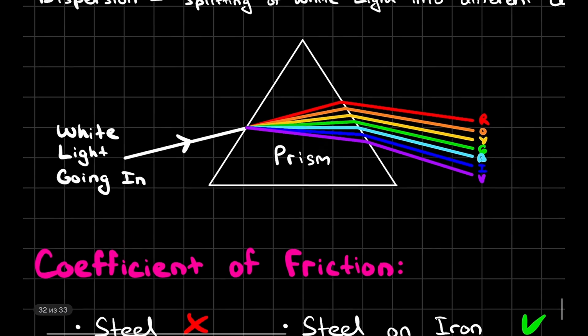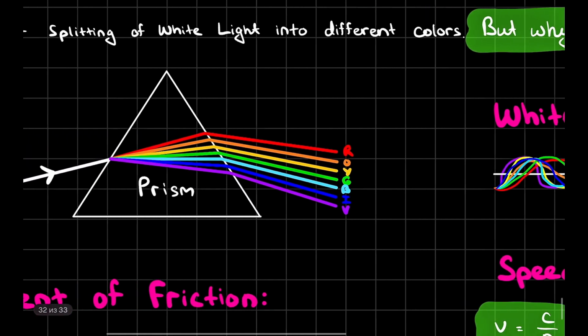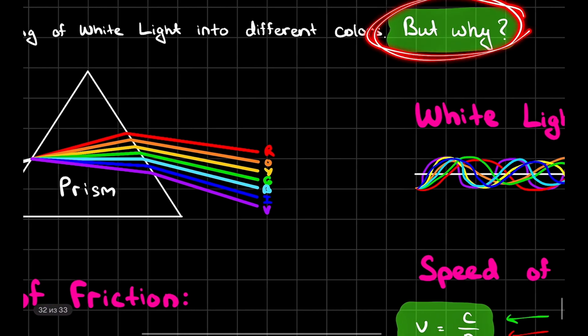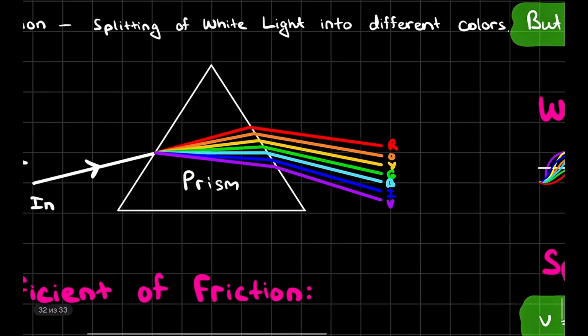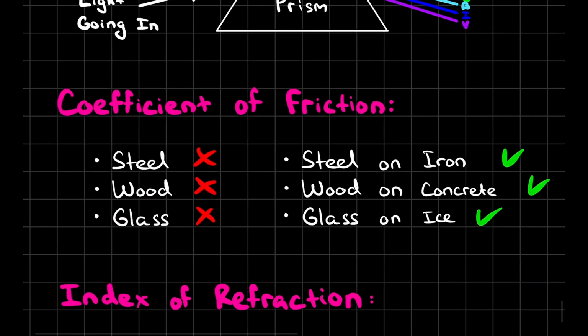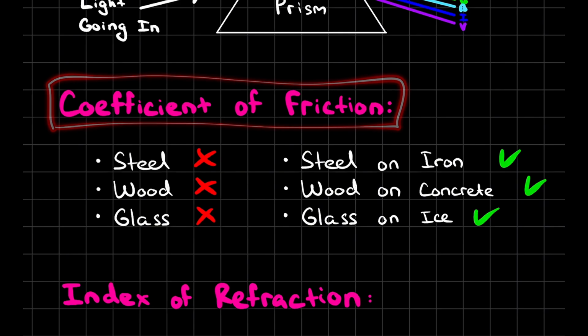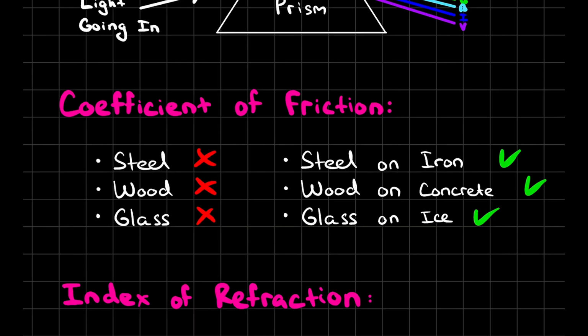To understand why this phenomenon happens, we said that dispersion is splitting of white light into different colors, but the question is why? We need to understand it, but before that, let's first talk about the coefficient of friction. It is a strange thing. You might think, why do we need coefficient of friction in optics? It is a mechanics thing, and you would be totally correct. However, let's try to think critically. It will help us understand something very important in optics, but first let's understand coefficient of friction.